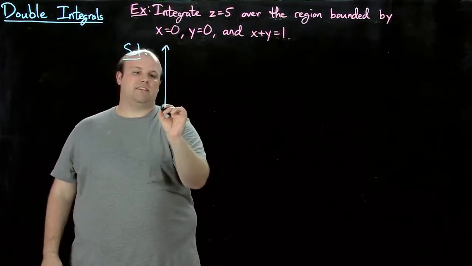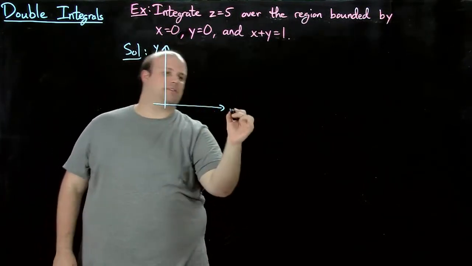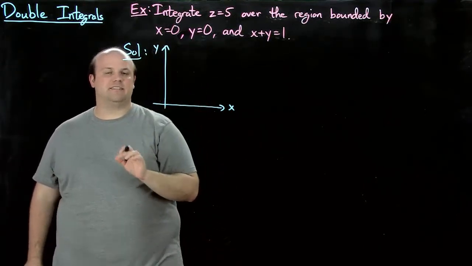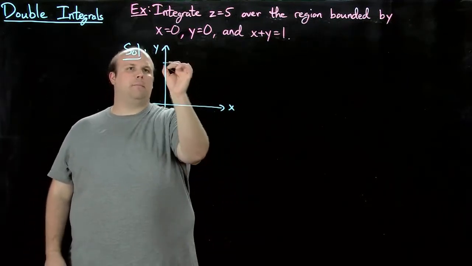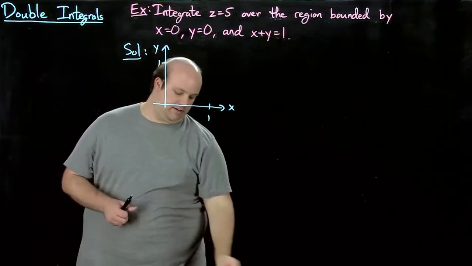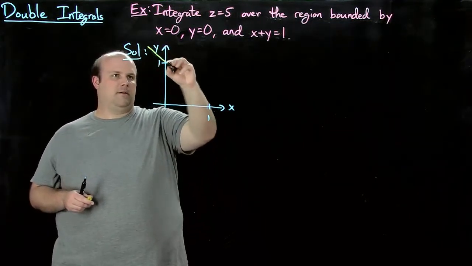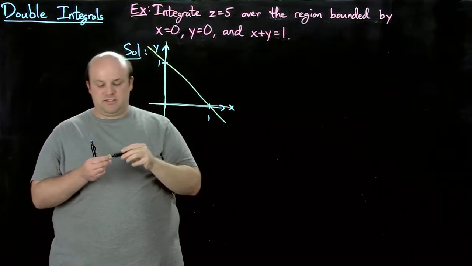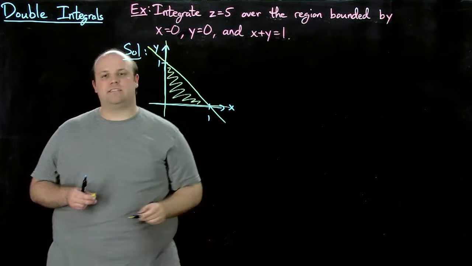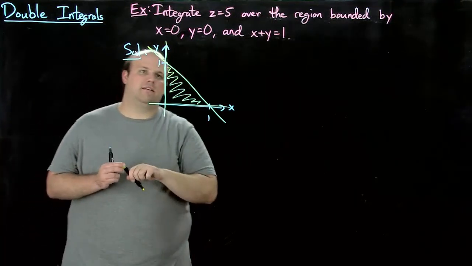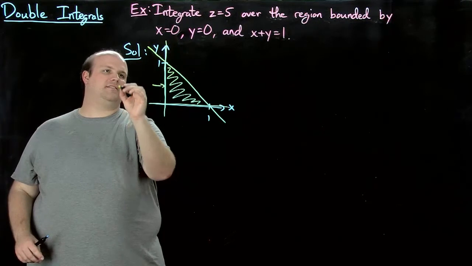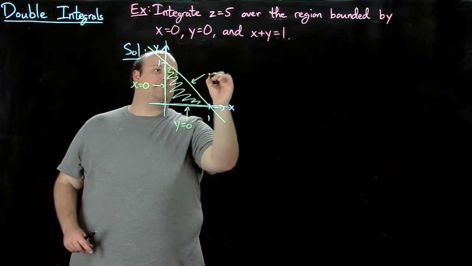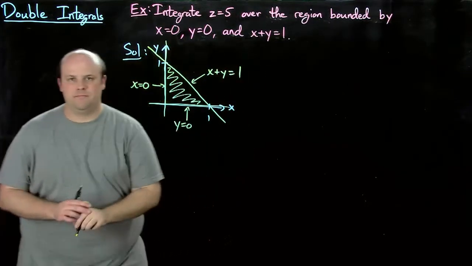So what does this thing look like? Well, it's a pretty simple little region. X equals 0 is the y-axis, y equals 0 is the x-axis, and this line, x plus y equals 1, is this diagonal line right here. So the region we're integrating over is this triangle inside here. Let's label these edges. This is x equals 0, this one is y equals 0, and this one is x plus y equals 1.